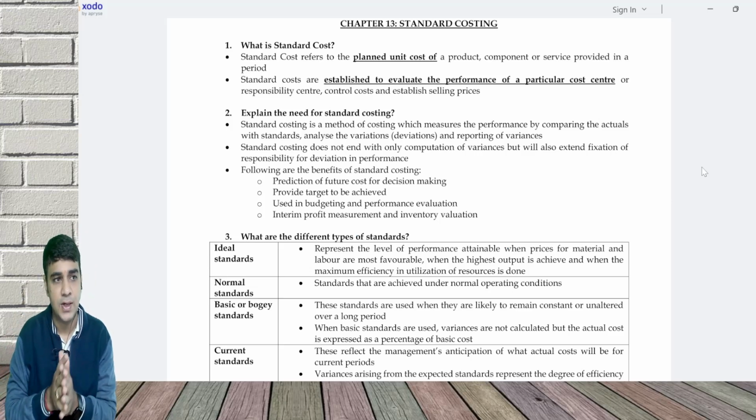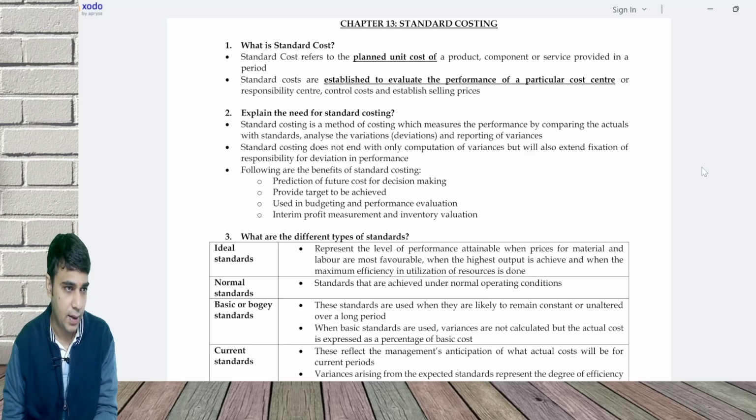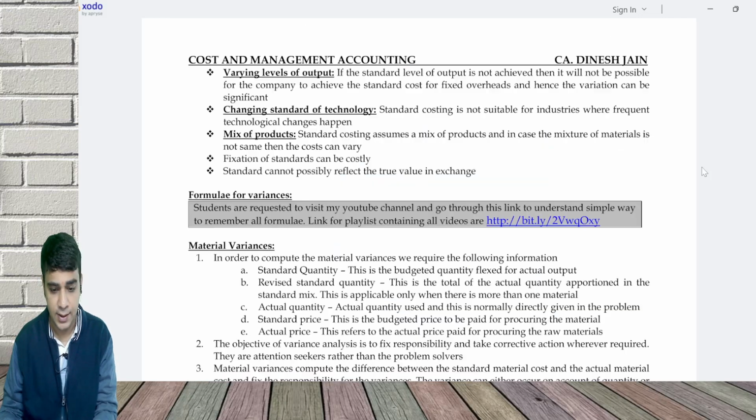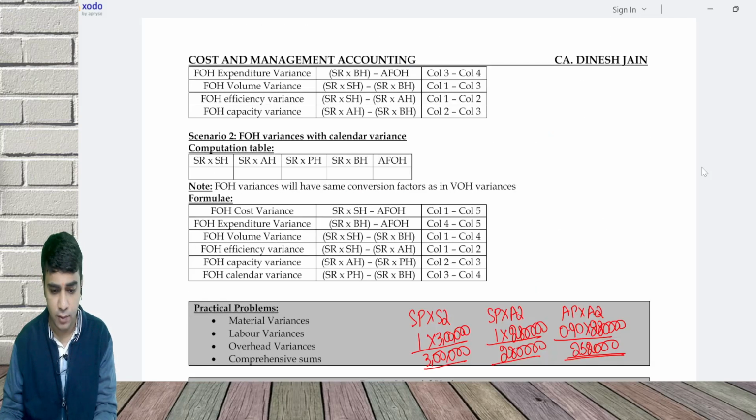In the previous session, we are done with material variances. I gave the intro for your labor variances. Before I revise labor variances, let me first discuss the homework questions. I just hope you guys have completed the homework. This is the first homework.